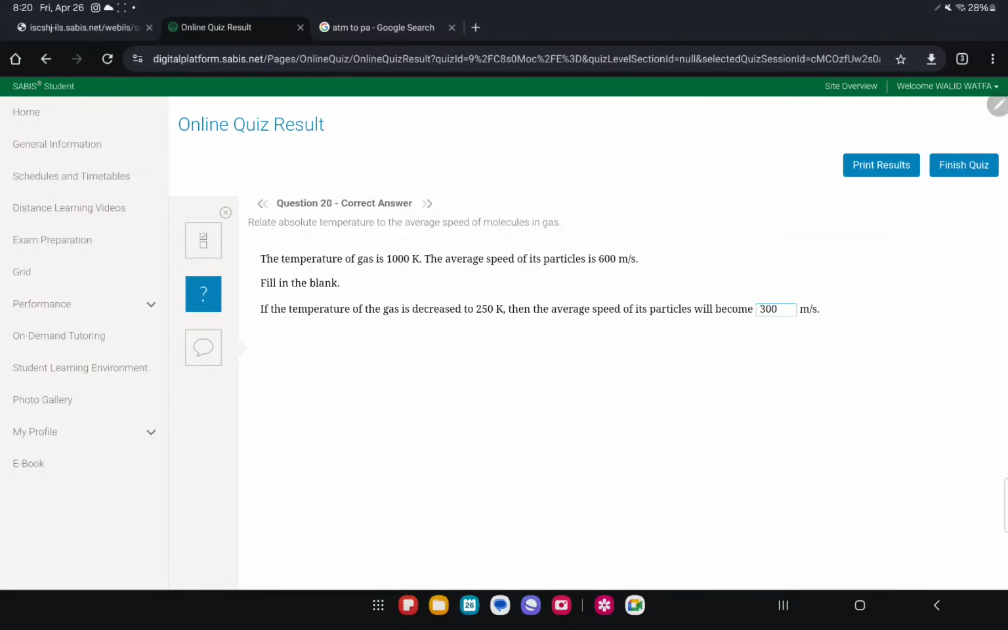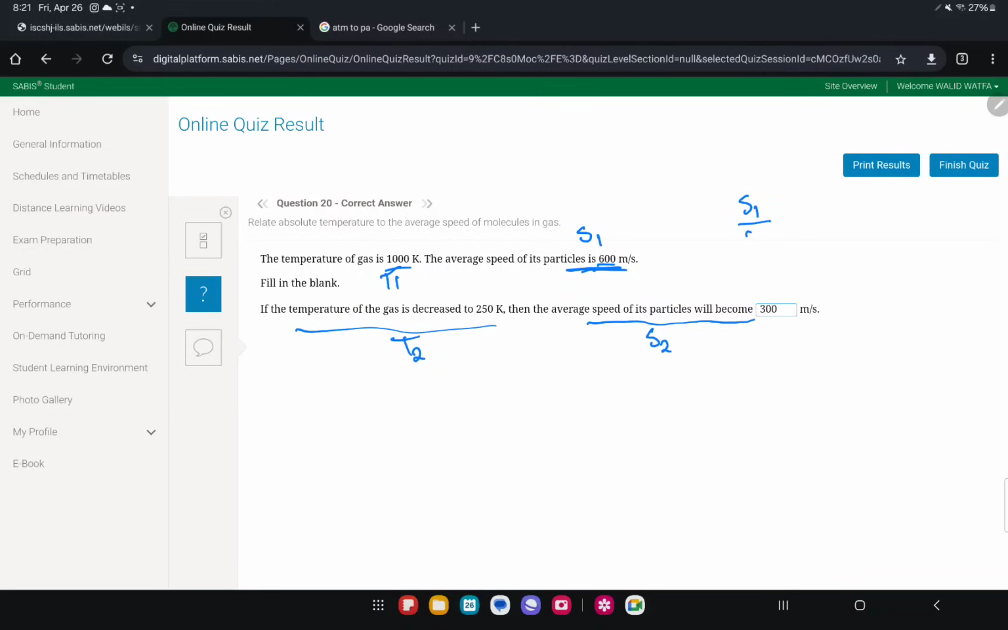For this one we're going to use a new formula, a formula we really haven't seen before. I'm going to explain why, and then you'll see. The temperature of a gas is 1000, so T1 is 1000. The average speed, let's call it S1, is 600. The temperature of the gas decreased to 250, so T2 is 250. What's going to be the new speed, S2?